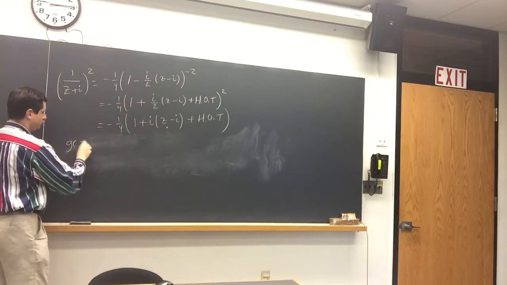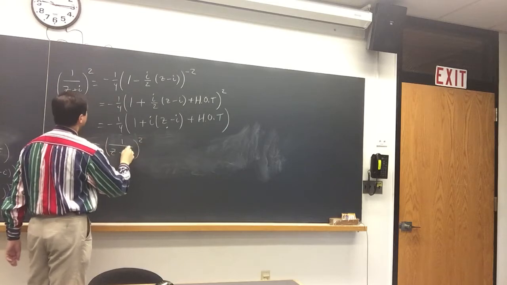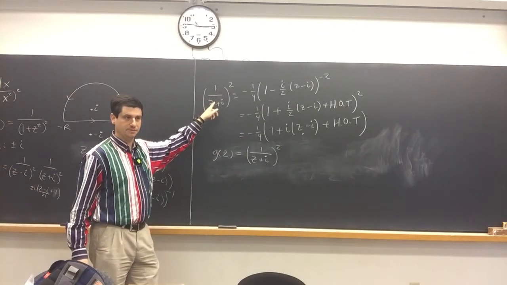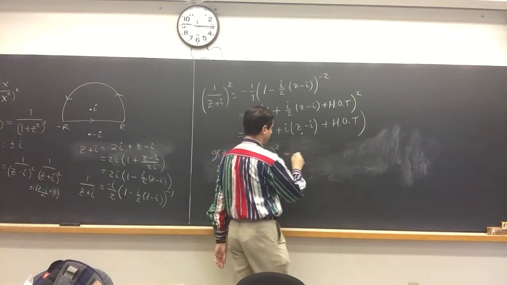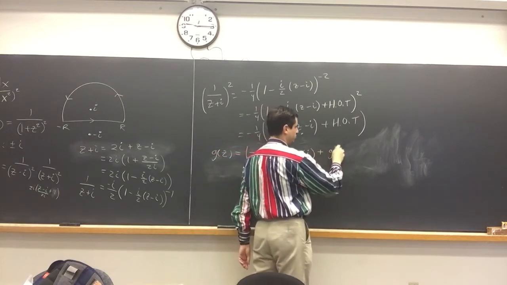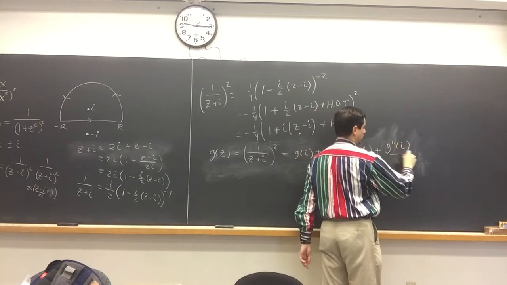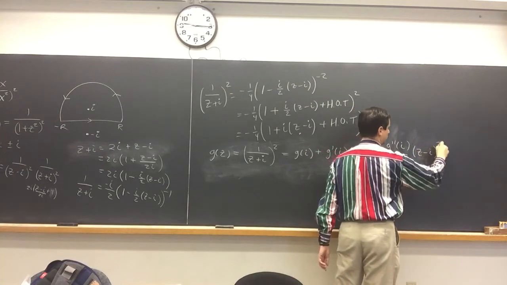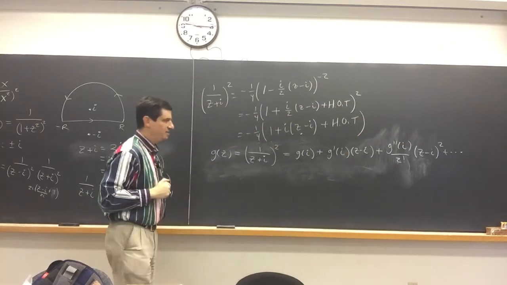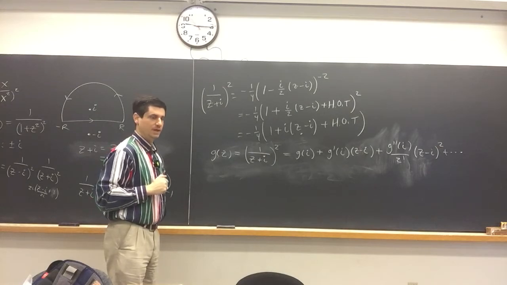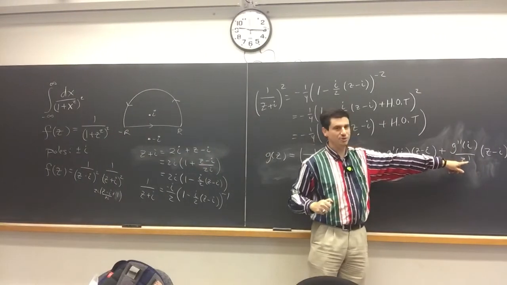So let's introduce a new function. g of z is 1 over z plus i squared. That's the function we're expanding out over here. And we can write this as an expansion about the point i. So this would be g of i plus g prime at i times z minus i plus g double prime of i over 2 factorial times z minus i squared plus dot dot dot. I only need the g prime of i term. And if I had had a 1 over z minus i cubed, I then would have needed g double prime of i over 2 factorial.